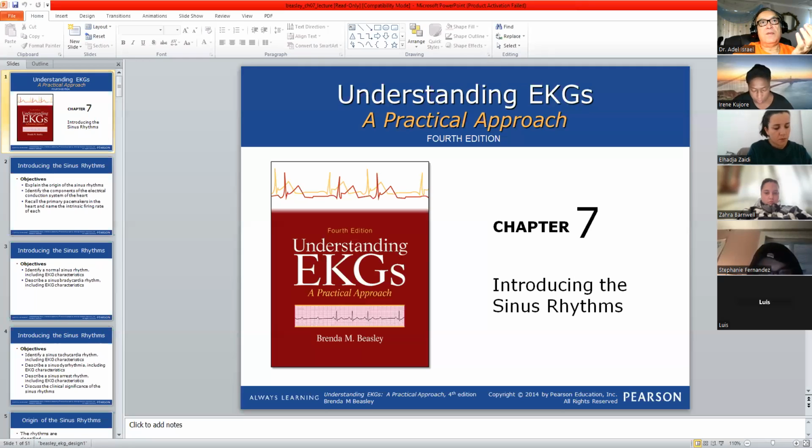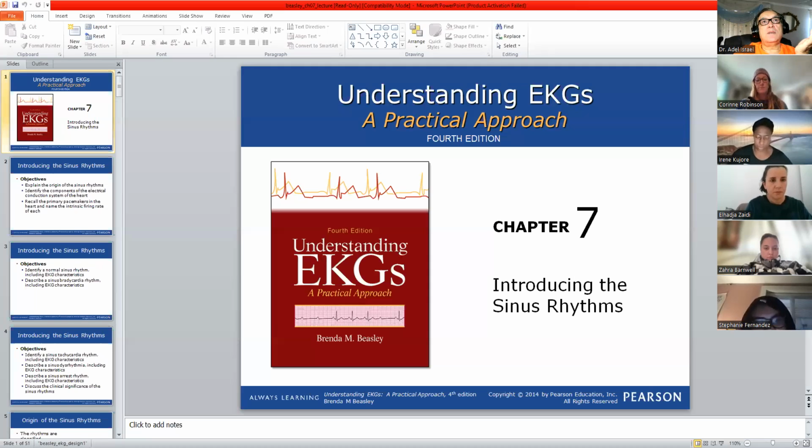Last step, which is the QRS complex. Very good. Thank you, Stephanie. What is the normal QRS complex? Less than 0.12 seconds. Very good. So if I have any abnormality regarding this QRS, I will think that the problem coming from which part? The ventricles. Very good. Correct answer.